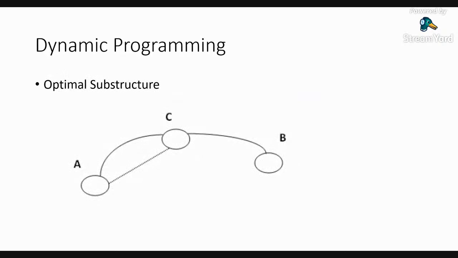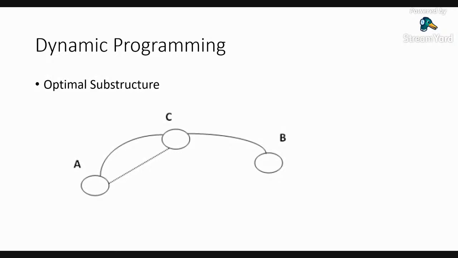The second thing is optimal substructure. Suppose, take an example. If you are interested in computing the shortest path from A to B, and C is some intermediate vertex on the shortest path. So what does it mean? It is saying that if A to B is the shortest path and C is some intermediate vertex on that path, then A to C and C to B must be optimal substructures. This A to C must be the shortest path between vertex A and vertex C, and C to B is also the shortest path between vertex C and vertex B.